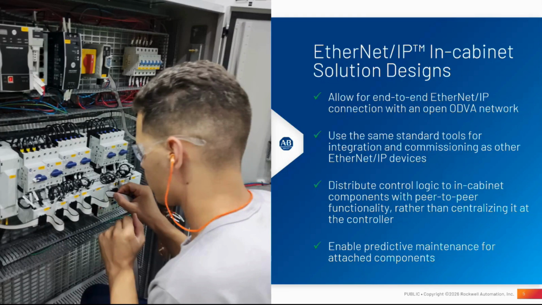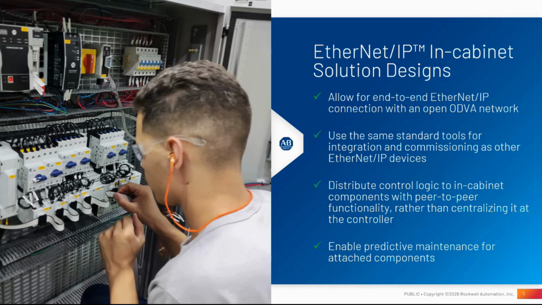With the Ethernet IP and cabinet solution, this allows for end-to-end Ethernet connection over an OTVA network. These all use standard commissioning tools and integrate as other Ethernet IP devices. So if you have programmed, say, a drive in Studio 5000, it's going to be a very similar setup. There can also be distributed logic in cabinet components with peer-to-peer functionality rather than a centralized controller. So all the components in Ethernet IP can talk to each other directly.